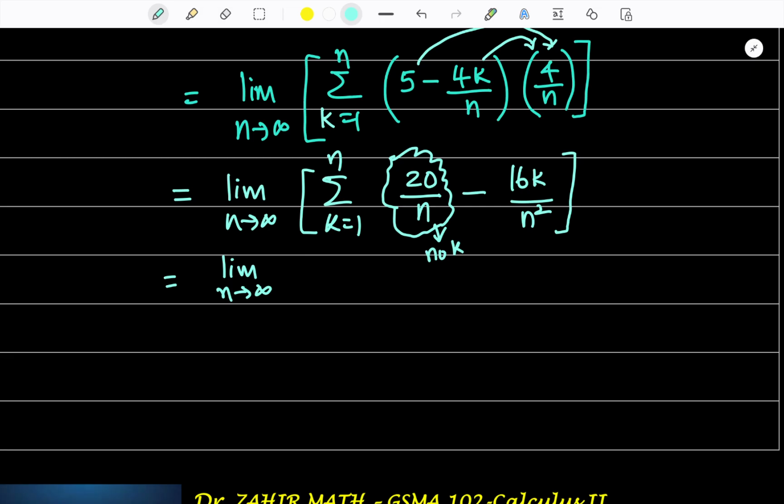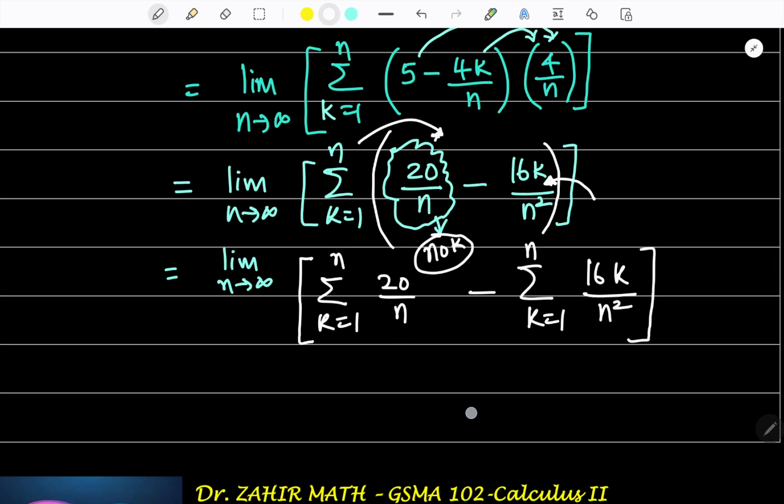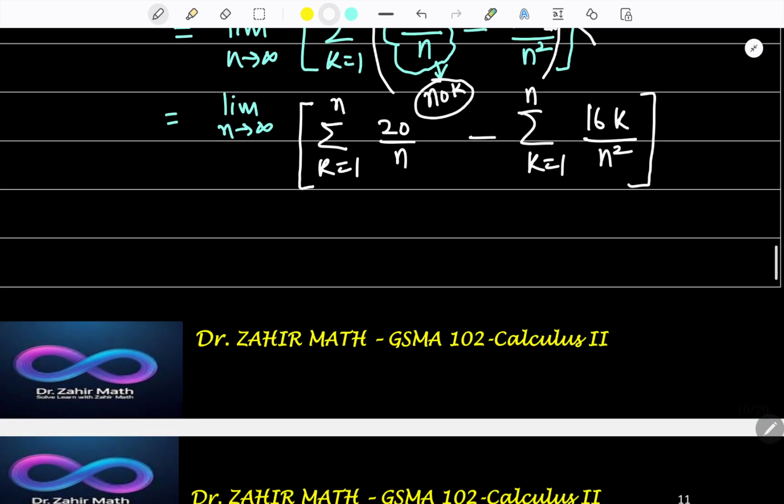No k, no k. Let me write with another color so that it will be easy. There is no k here. Is there any k here? Yes, there is a k here. So be careful. First of all, you take the summation. Sigma k is equal to 1 to n, 20 divided by n minus, take this sigma inside, minus sigma k is equal to 1 to n, 16k divided by n square, close the bracket. Sigma, summation runs for only k, keep in your mind.